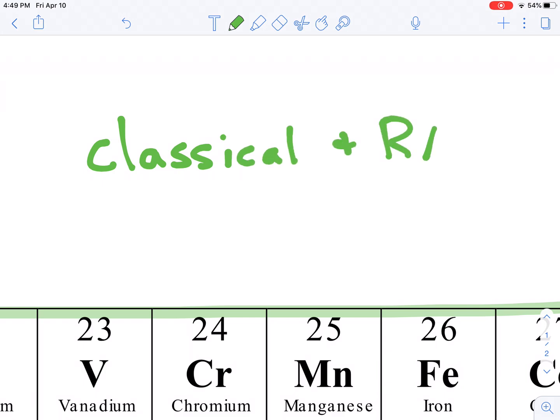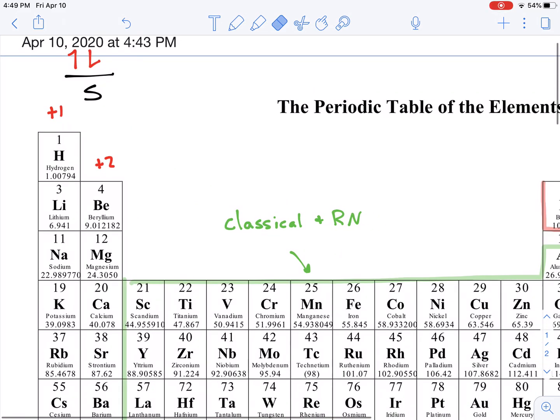So for instance, we gave you iron. You need to be able to tell us about ferric and ferrous, and also iron 2 and iron 3, right? So you know that iron 2 is ferrous and iron 3 is ferric. But what if we gave you something like manganese, right? Manganese is not on your resources for the whole year page.